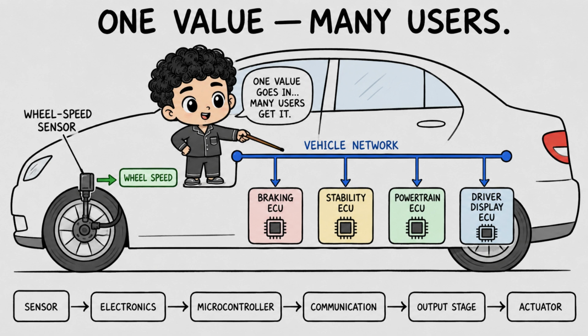At this stage, remember that software is only one part of the control system. Sensors must measure correctly, electronics must condition and convert signals, the microcontroller must execute the program, communication must deliver required data, and output stages must provide sufficient electrical power. Actuators must create the intended physical action. Mechanical and electrical behavior must match the assumptions used by the software.